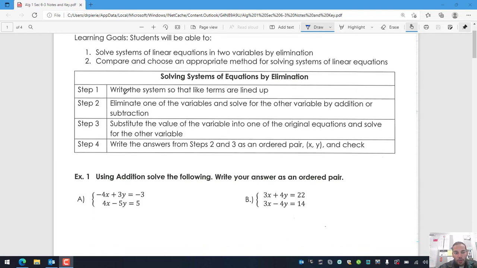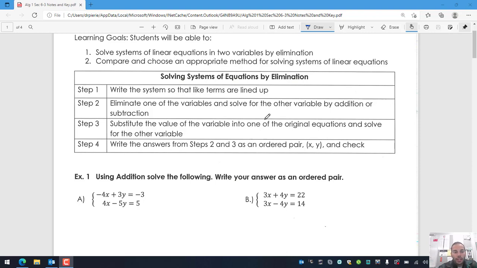Okay, so what are the steps for elimination? The first step is the most important. You have to write the system so that the like terms are lined up. If you look at example A here, what that means is all of the x's are written first, all of the y's are written second, and all of the numbers are written last. You want your x's lined up with your x's, your y's lined up with your y's, and your numbers lined up with your numbers.